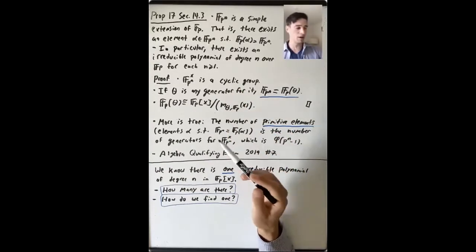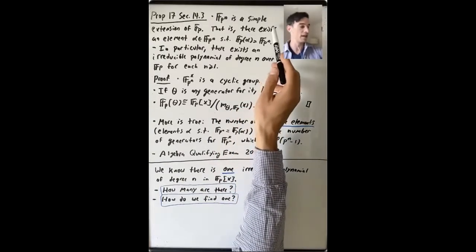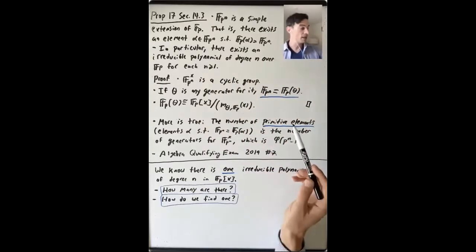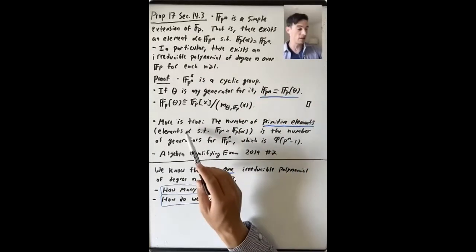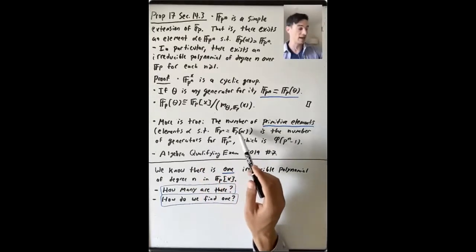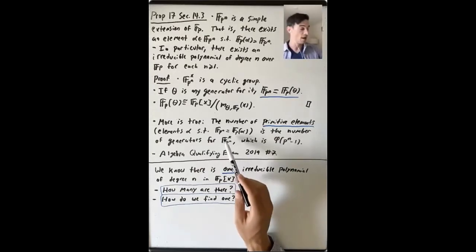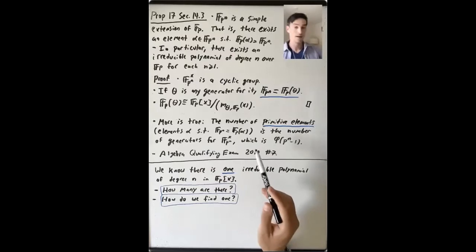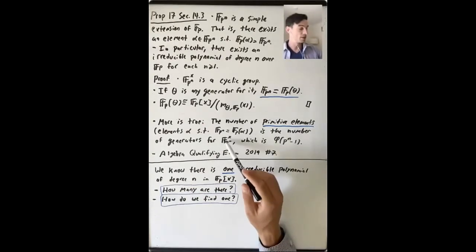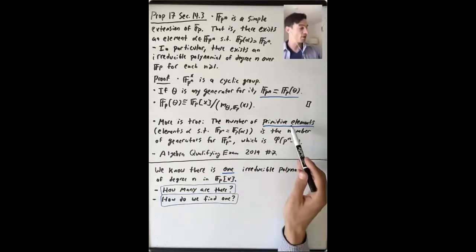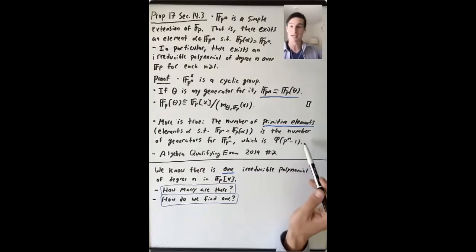I want to point out that more is actually true here. It's not just that there exists one element alpha such that Fp adjoin alpha is F_{p^n}, but the number of primitive elements, the number of elements alpha in F_{p^n} such that F_{p^n} equals Fp adjoin alpha, is the number of generators for this cyclic group, F_{p^n}^*. How many generators are there for a cyclic group of order n? Well, that's the Euler phi function, phi of n. So what's the order of this cyclic group? It's p^n minus 1. So the number of these primitive elements is Euler phi of p^n minus 1.